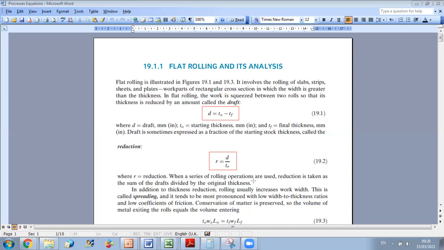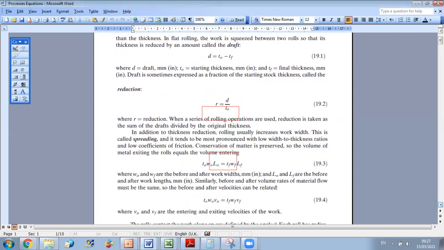Now, using the property of mass conservation, we will relate the input to output characteristics. In addition to thickness reduction, rolling usually will increase the work width. So thickness will be reduced, the work width will be increased, and the velocity of motion also will be increased. These parameters can be related through the conservation of mass. From conservation of mass, the volume of metal exiting the rolls will be equal to the volume of metal entering the rolls.